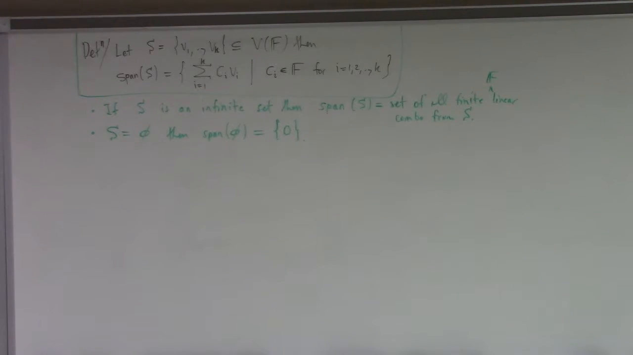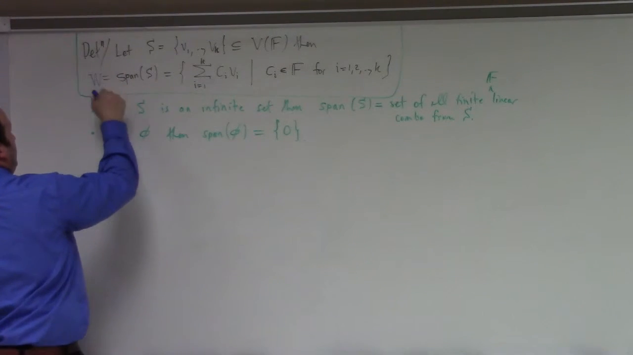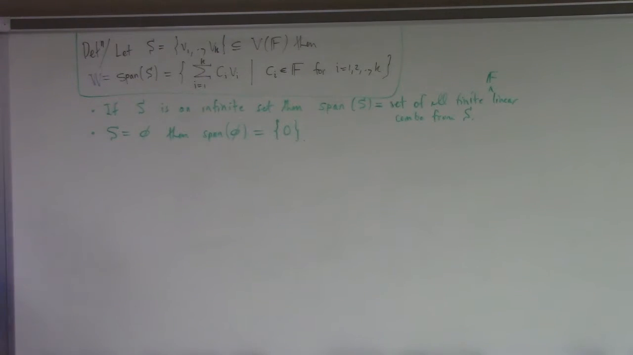Now this set S is called the generating set. If you say W is equal to the span S, that would make S a generating set for W. In this case, we'd also say that W is finitely generated.